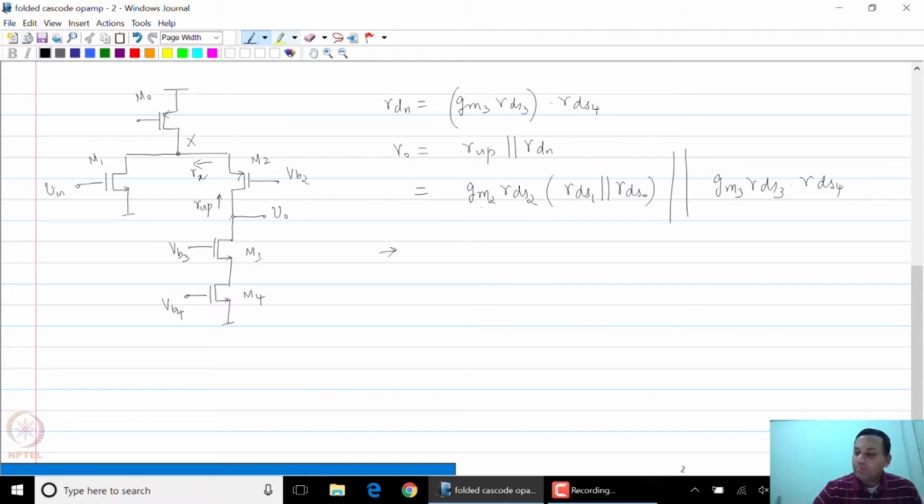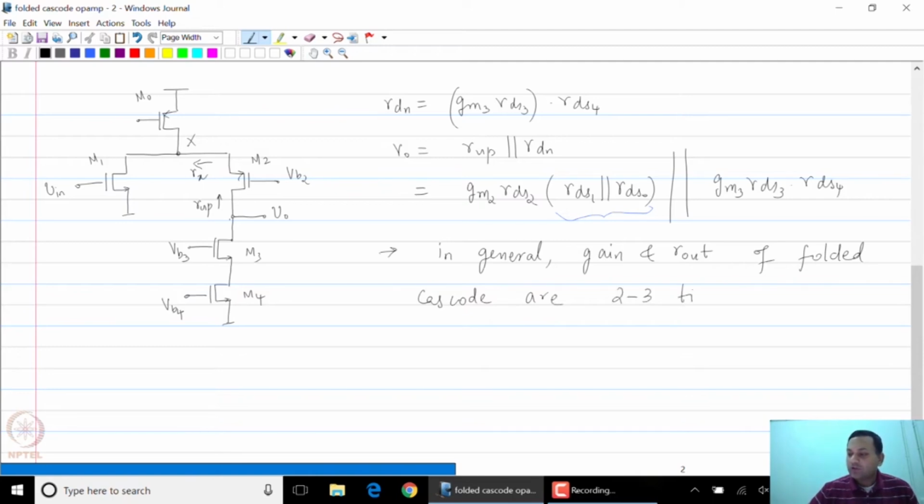Now as you can see, this is somewhat close to that of the telescopic cascode, but you just note that because of this particular term here, this gain would be slightly smaller, and in general the gain and Rout of the folded cascode will be around 2-3 times smaller than the telescopic version.